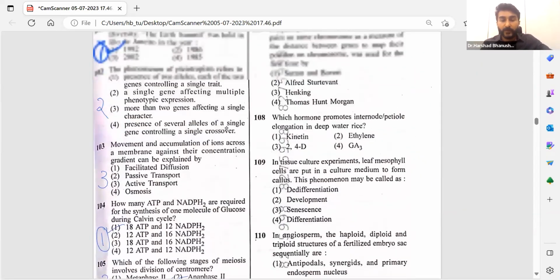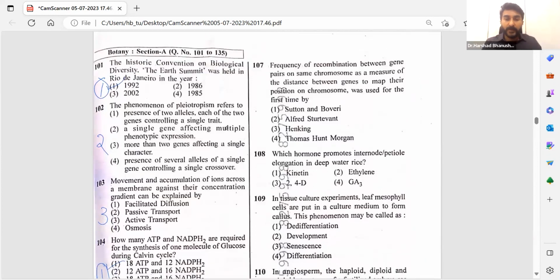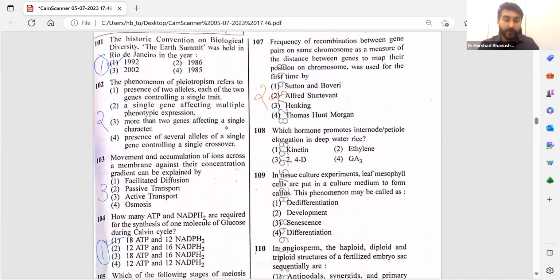We go on to the next question now. This is 107, frequency of recombination between gene pairs on the same chromosome. Now, this is the gene map concept. You know, Morgan's student, Alfred Sturtevant, was the one who gave this concept. So our answer in this case would be option number two, that is Alfred Sturtevant.